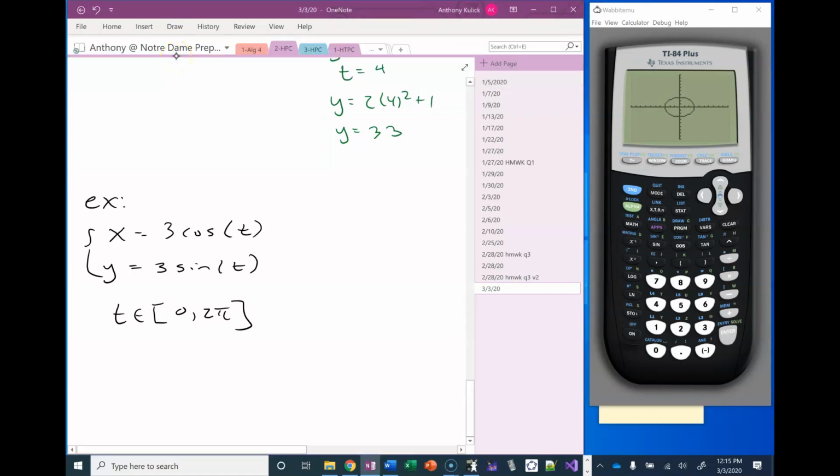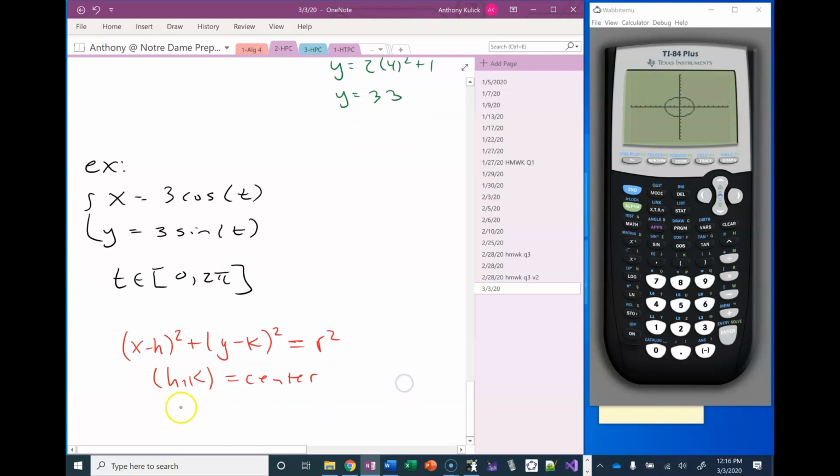Does anybody remember the equation for a circle from their geometry course? I know that was a long time ago. No? So x minus h squared plus y minus k squared is equal to r squared. What is h comma k? That's the center of our circle, and r is the radius.